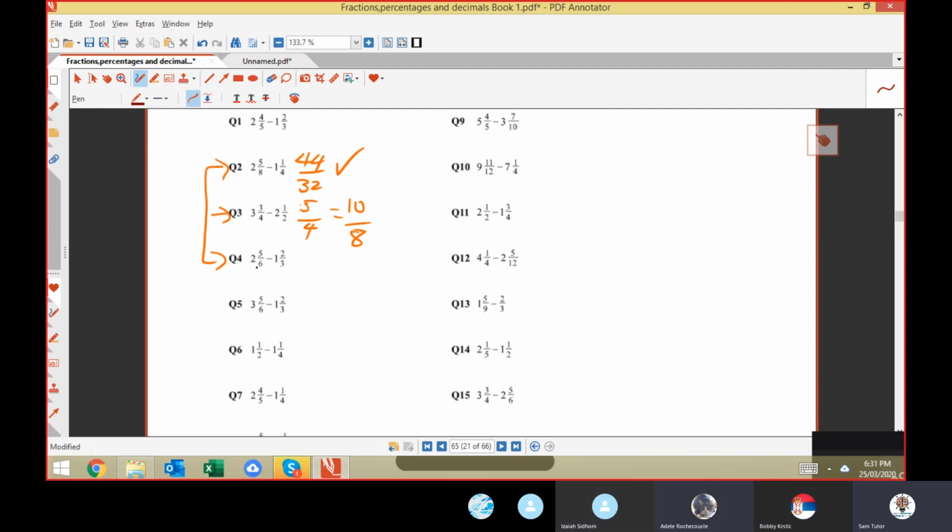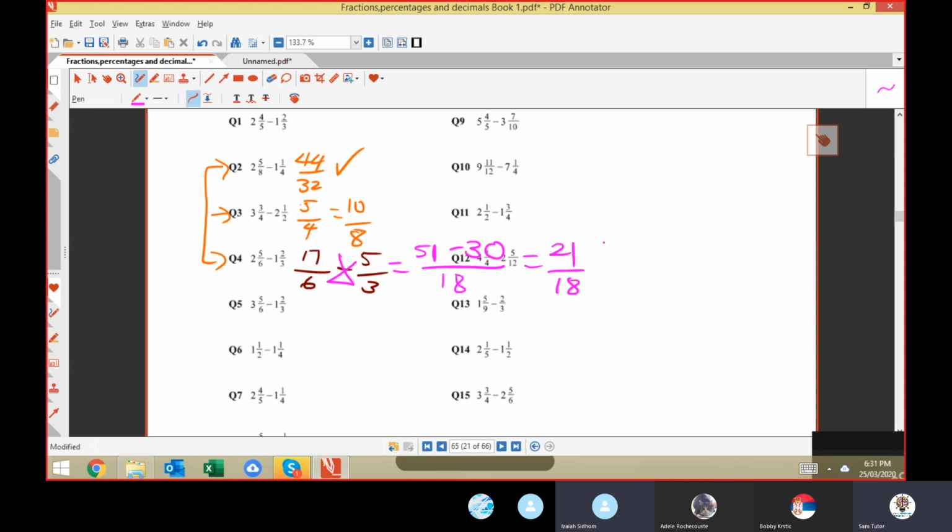2 times 6 is 12. 12 plus 5. 1 times 3, 3 plus 2. And then 17 times 3 should be 51, minus 6 times 5. 6 times 3.